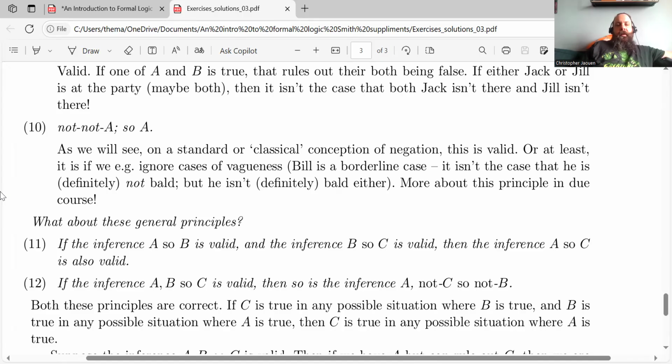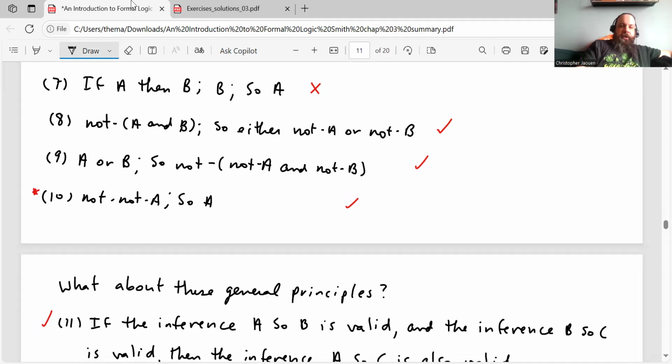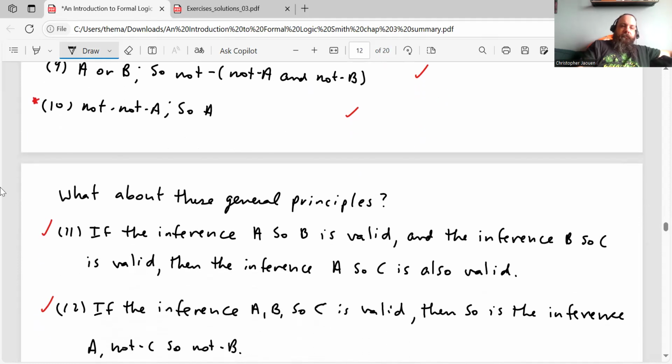I study mathematics, so we don't like vagueness. If we were going to make an argument in mathematics, we would avoid vagaries at any cost. So to me, this not A, so A seems like it should be valid in the cases that I would be considering. So that's why I put a star next to that one.